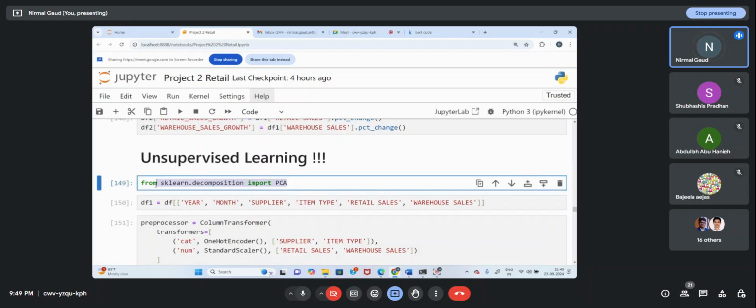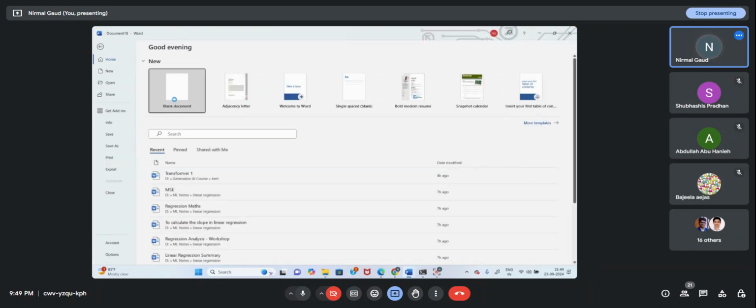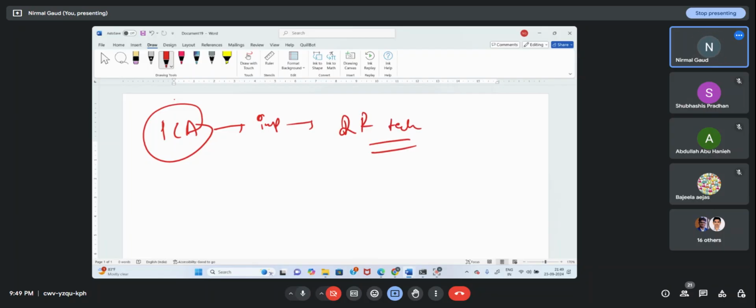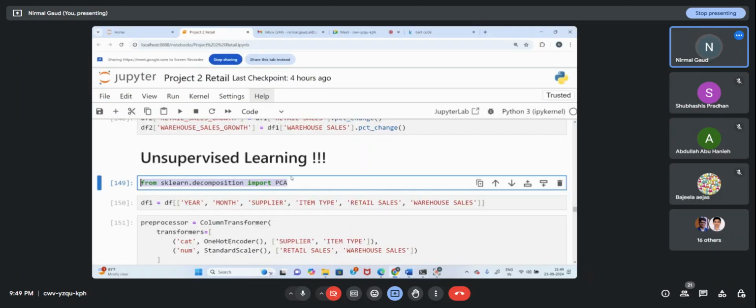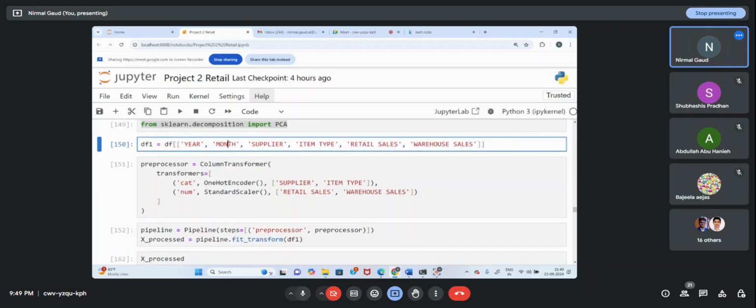Here I first imported PCA, principal component analysis. I hope you are aware of the PCA algorithm, a very important algorithm, called a dimensionality reduction technique in unsupervised machine learning. That I have imported, and these are the features available with me. Again, I'm going to take the same features: year, month, supplier, item type, retail sales, and warehouse sales. All these I am now considering.